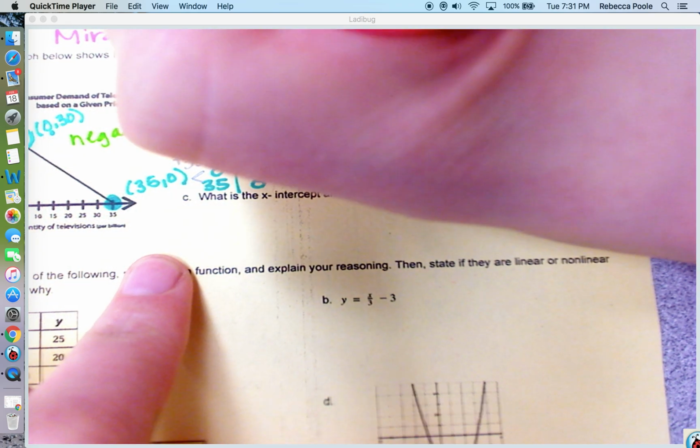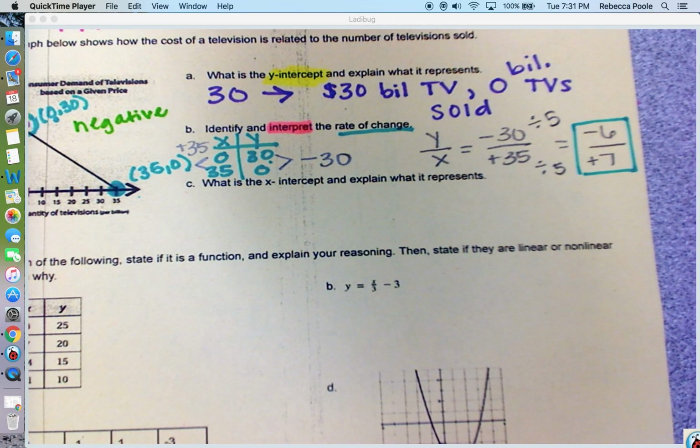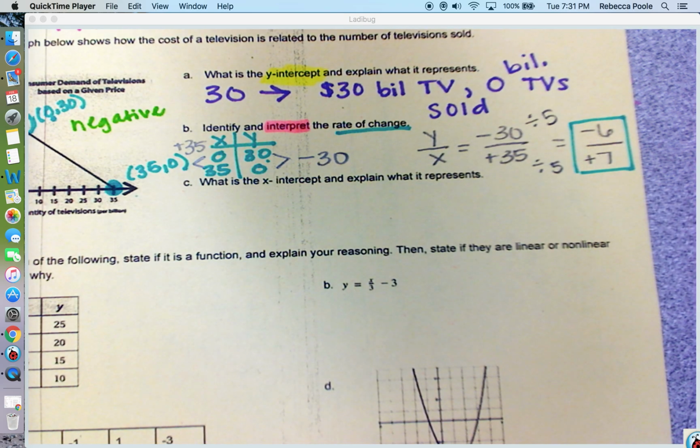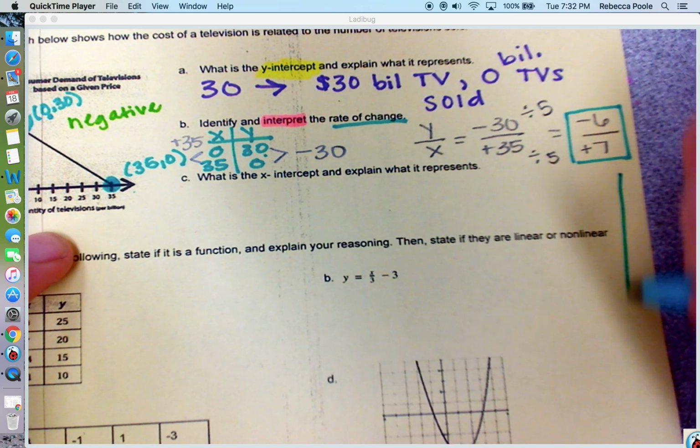It says interpret. So a really good example is somebody in our class speaks Spanish and I speak English and I want someone to interpret to them what I'm saying. I'm asking someone to tell them in their own words what it means, right? So interpret just means I want you to explain it to me, okay? So remember this was y over x, right? I'm going to bring this down here so you guys can see what I'm doing.